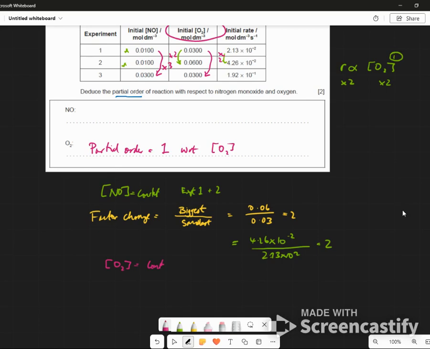Now let's figure out what this factor is. Well, we get the biggest, which is 1.92 times 10 to the minus 1, divided by the smallest, which is 2.13 times 10 to the minus 2. Now, I don't know what that is. I'm not clever enough to know off the top of my head. So I'm going to get a calculator. Right, here we go. So I get 1.92 exponential minus 1 divided by 2.13 exponential minus 2. And I get 9. So this is 9.